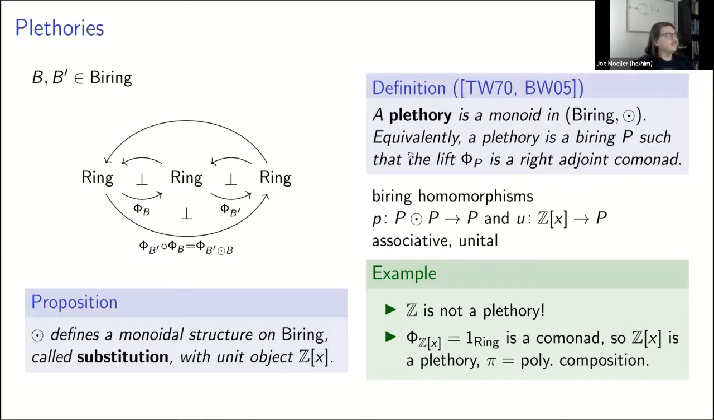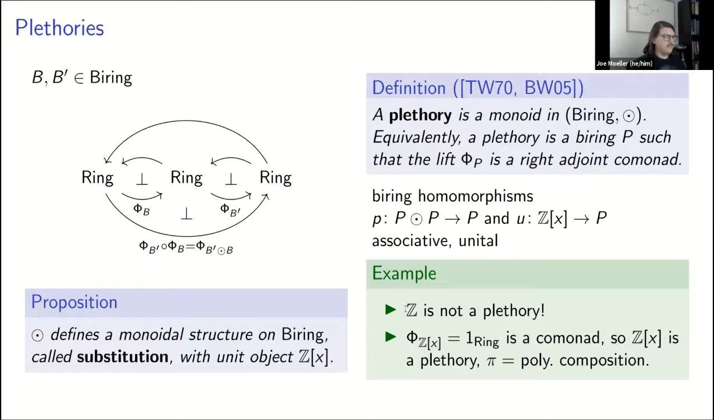Another way to look at this definition is to say that the lift that you get from it being a biring, since you're taking a monoid with respect to composition, it's also going to be a comonad. That's where the op is coming in. I said for right adjoints, you have to put an op, and so it becomes a comonad. So the lift is a right adjoint comonad, or the left adjoint of that is a left adjoint monad. These are all equivalent things.